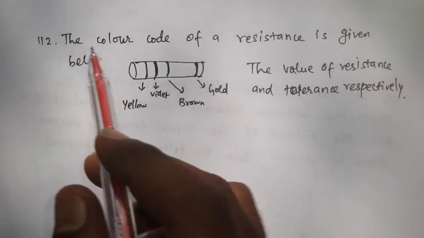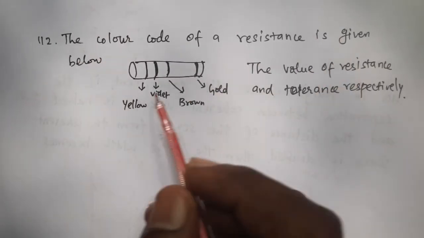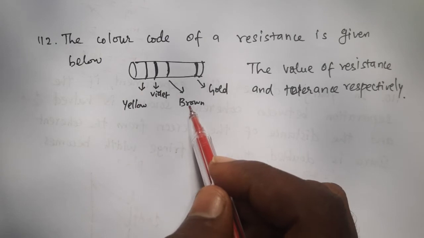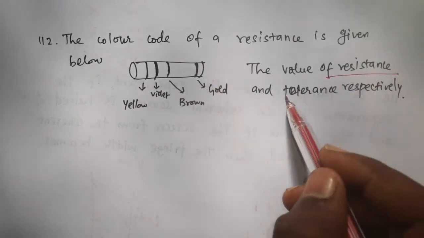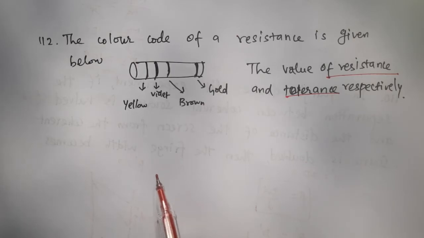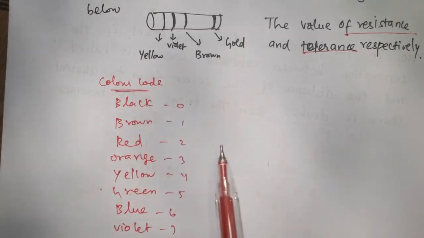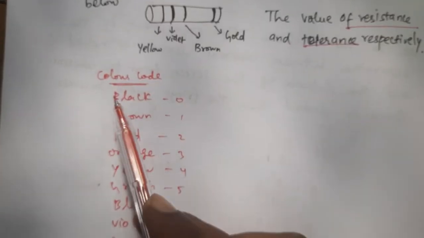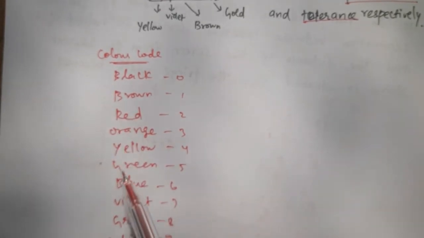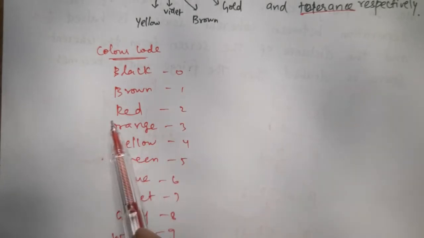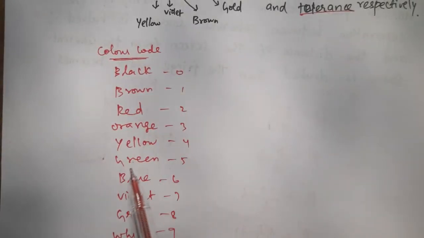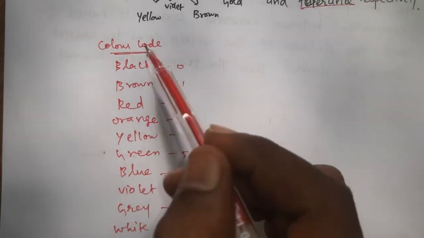Question number 112. The color code of a resistance is given below: yellow, violet, brown. Then for tolerance, gold. So the value of resistance and tolerance we have to find out. To find the resistance, we have to use the color coding system. Already we know that: Black represents 0, brown 1, red 2, orange 3, yellow 4, green 5, blue 6, violet 7, grey 8, white 9. Now, given three colors.